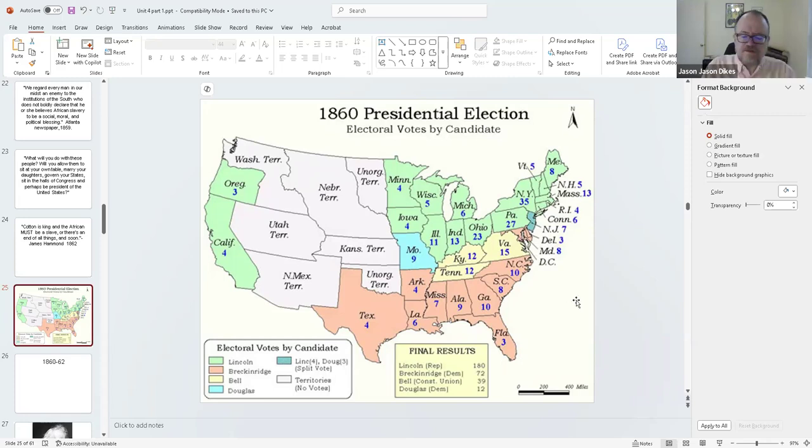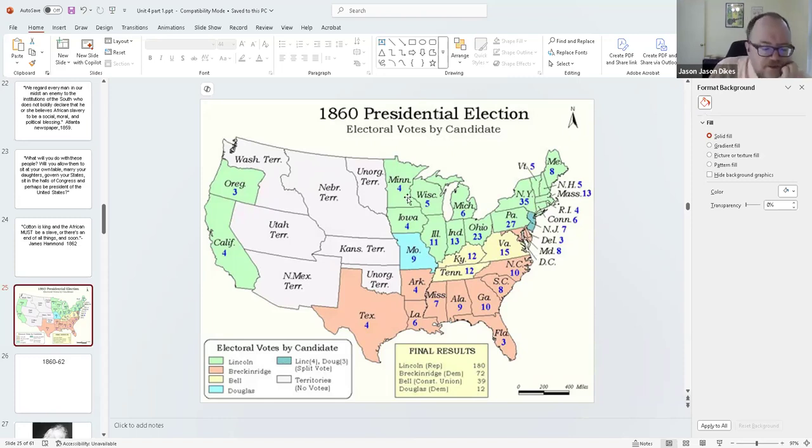Even if the Democrats had managed to throw themselves behind one candidate, they still would have only gotten 123 electoral votes. So Douglas winning that one state, the four other states going heavy for John Bell, the solid South going for Breckinridge, Connecticut, New Jersey splits its votes, and then the rest.